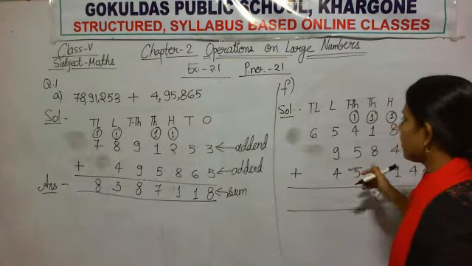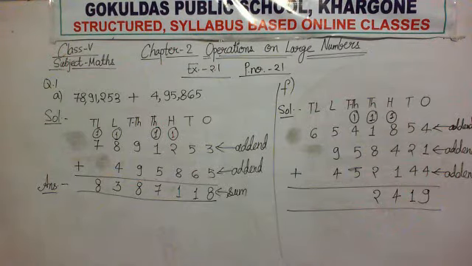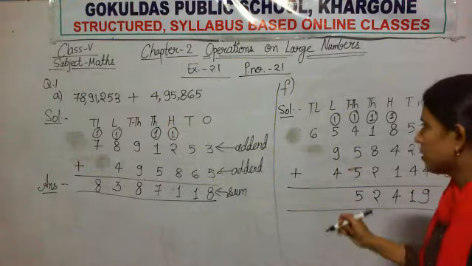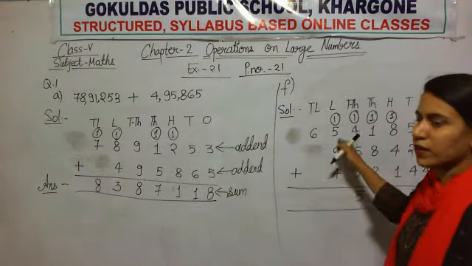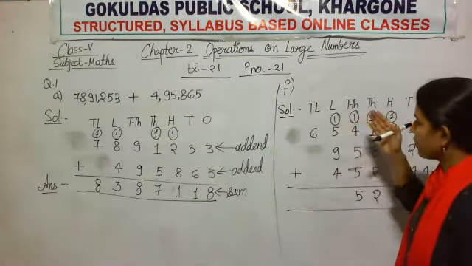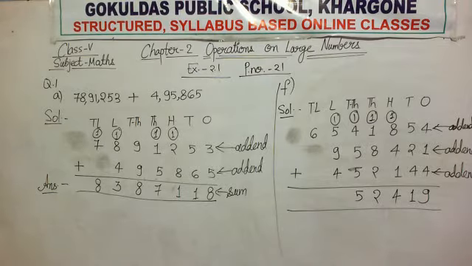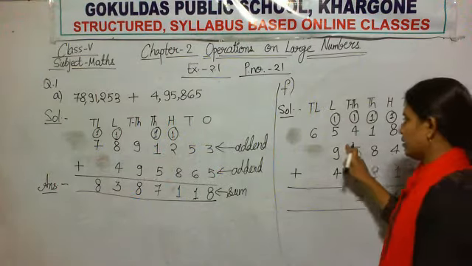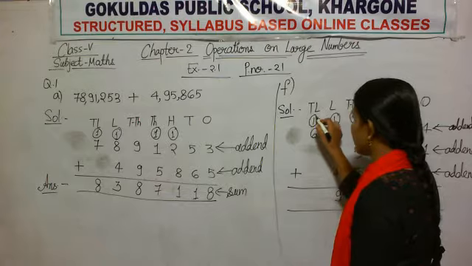Now add the digits in the 10,000 place. 1 plus 4 plus 5 plus 5. Yes, 1 plus 4 is 5, again 5, 10 and 5, 15. So 5 here, 1 is regrouped with the next column. Now add these digits in the next column. 1 plus 5, 6, 6 plus 9. Fast count. Its total is 19. So 9 here, 1 is regrouped with the next column.